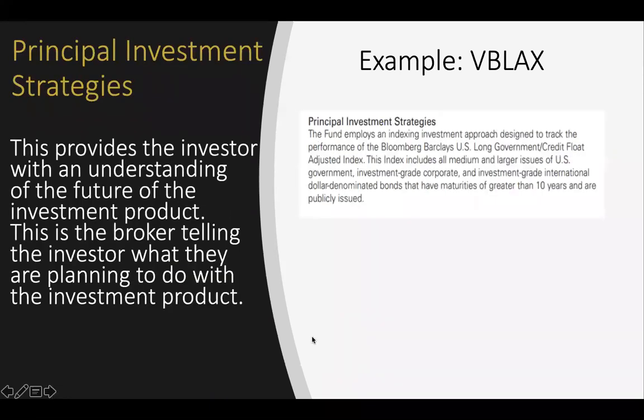So principal investment strategies. This provides the investor with an understanding of the future of the investment product. You want to not only see the investment objective, but you want to see where it's headed outside of just the beginning objective. You want to see what its plans are for the future. Obviously, year one might be a little different than year 5 or year 10. They may have a goal to ramp up investments or maybe scale back, depending on what type of investment you're in.